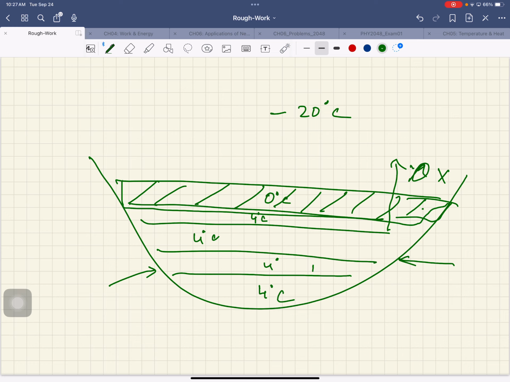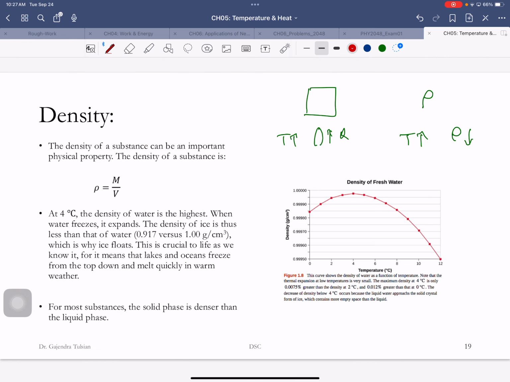And now fish can swim in this. They can survive the winter here. Had the whole lake frozen, life couldn't have survived through the winter months. So that little bump is extremely important.